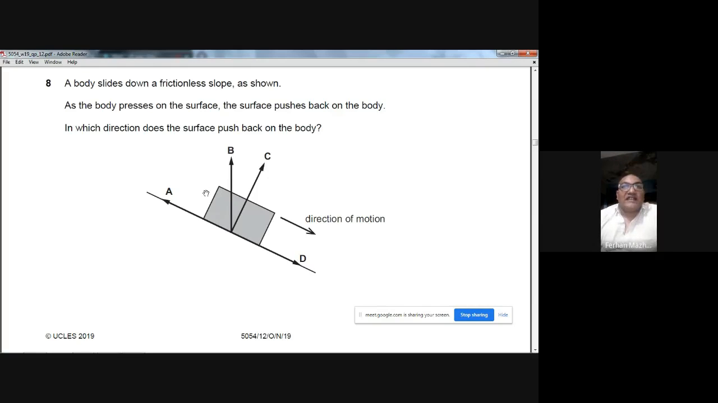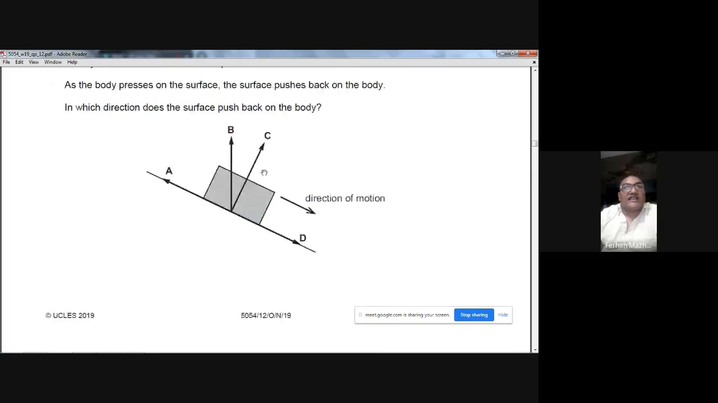So when you place the object on an inclined ramp, the normal reaction will be perpendicular to the surface. So the best choice is C. C is the normal reaction of the surface. Question number 8, the choice is C. Let's move to the next question.